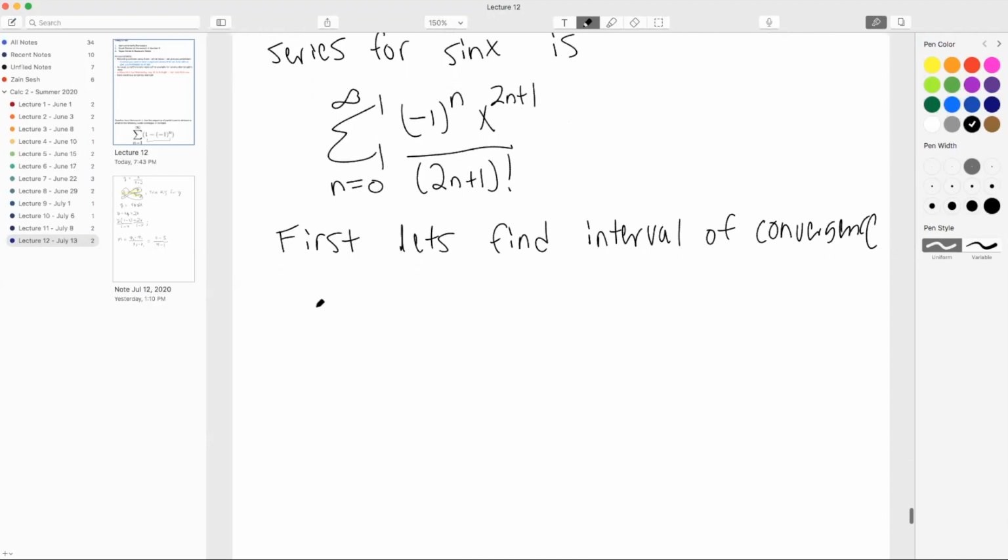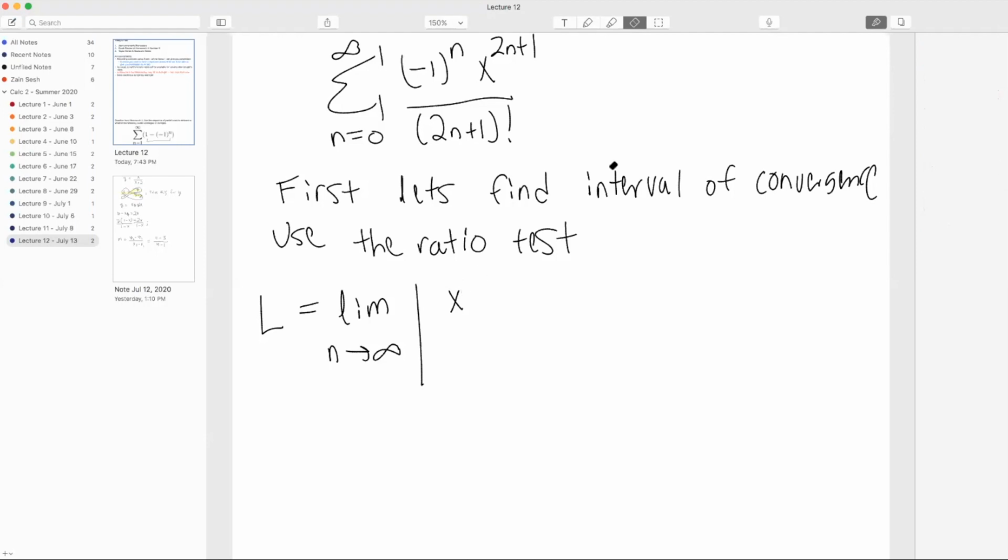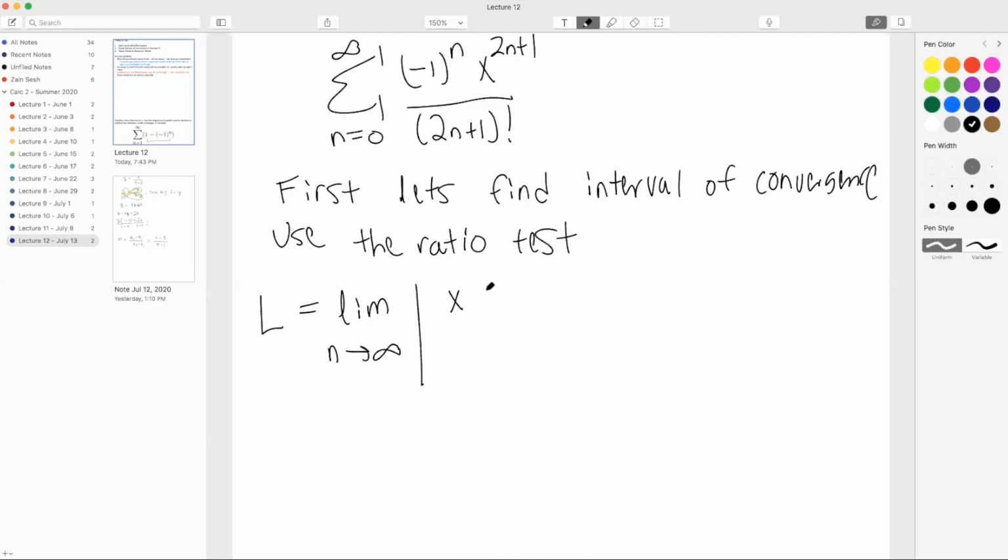Okay, so use the ratio test just like before. For the ratio test, we need to look at this limit capital L. The limit as n goes to infinity of the absolute value of the n plus 1th term. It's x to the... so what does that come out to? Yeah, so it's x to the 2n plus 3 over 2n plus 3 factorial.